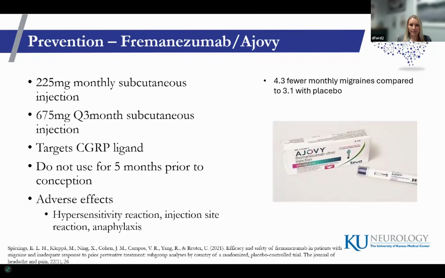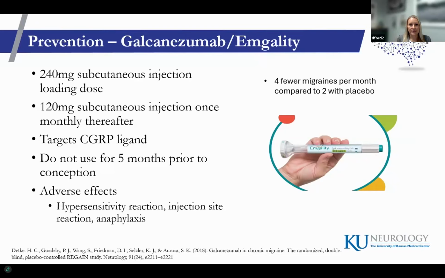So fremanezumab, which is Ajovy, comes again in the 225 monthly or 675 every 3 months. It hits the ligand. So this one's different than Aimovig a little bit. And again, that same 5 months prior to conception, we need to be off that. Again, data on these are rough, 4.3 to 3.1. But what we find is people who respond are just super responders and do amazingly well with these. Next slide.